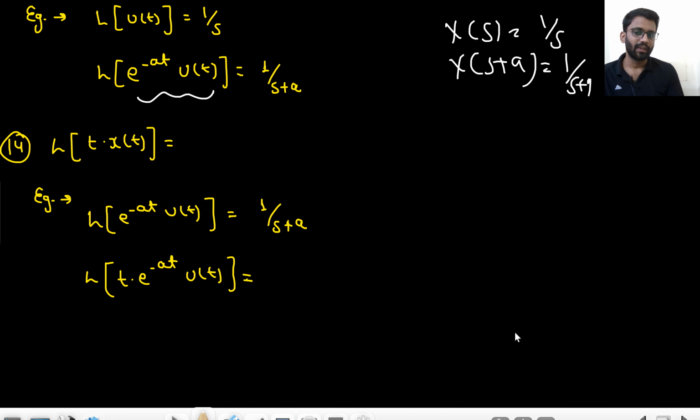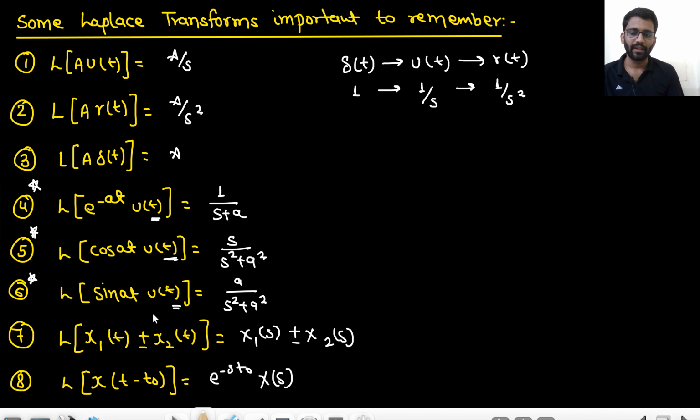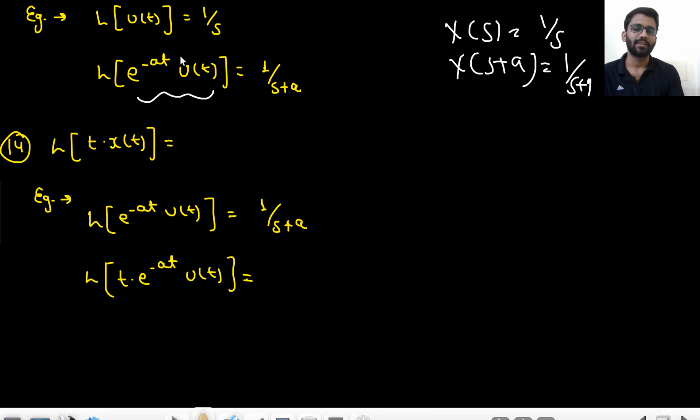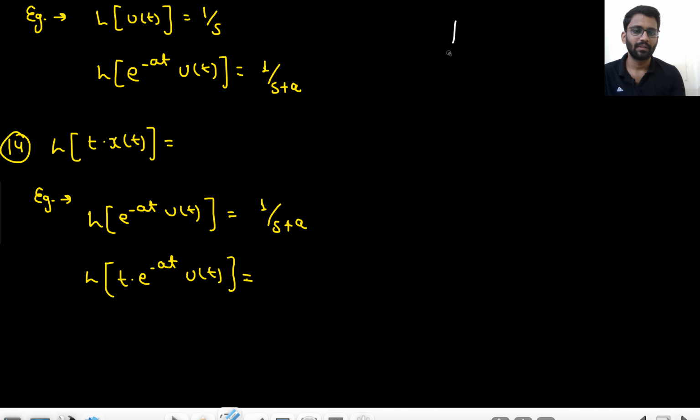Also, you know e to the power minus at into u(t). Here only I told you Laplace transform of e to the power minus at into u(t) is 1 upon s plus a. Also by property here as well you can see. Laplace transform of u(t) is 1 by s. So Laplace transform of e to the power minus at into u(t) would be 1 upon s plus a. Right? I hope you understand this concept.